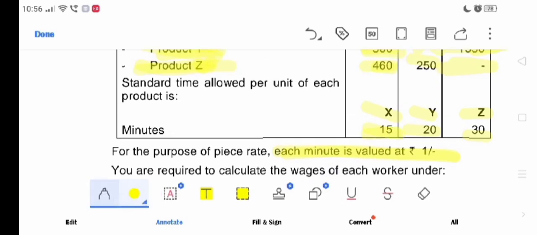Basically, what is the time allowed per unit? It is 15 minutes for product X, 20 minutes for product Y and 30 minutes for product Z. That means they are indirectly paying you 15 rupees for product X, 20 rupees for product Y and 30 rupees for product Z. This is per unit. Totally per unit they are paying 15, 20 and 30 rupees, right?